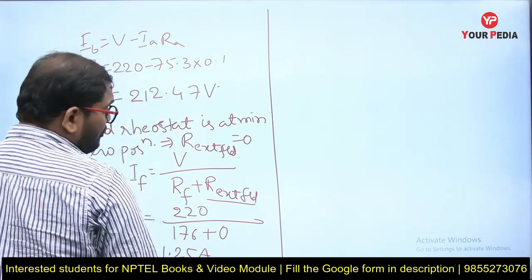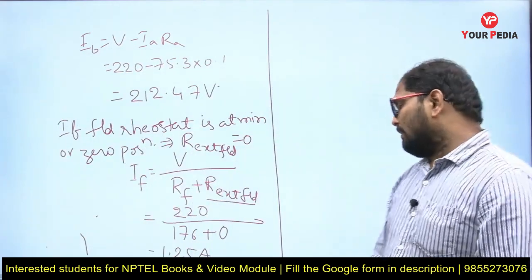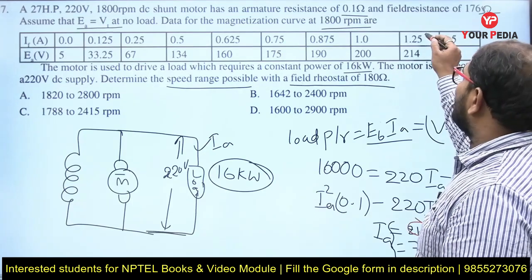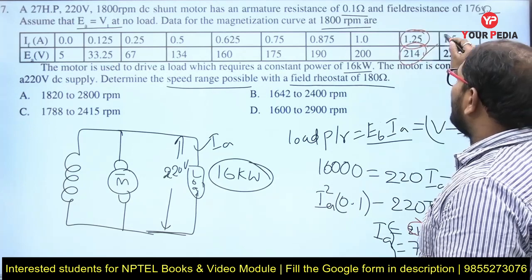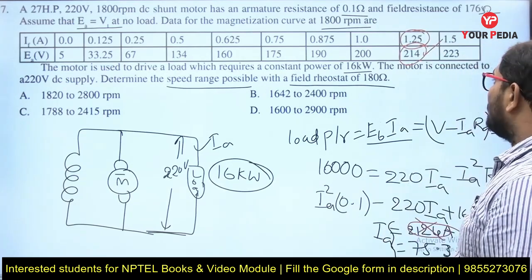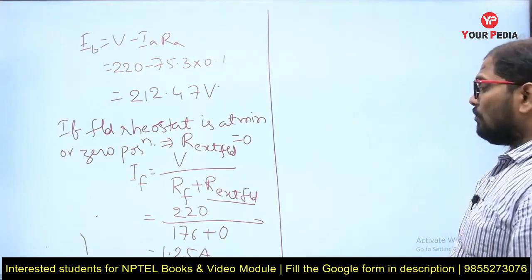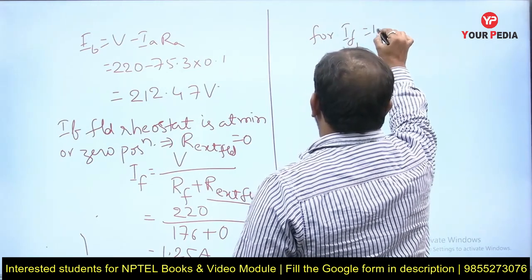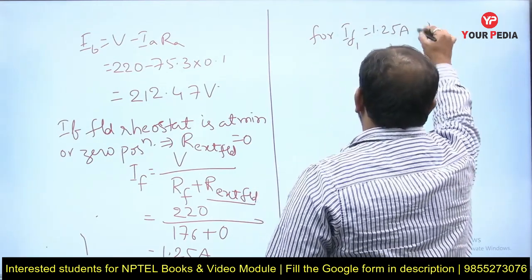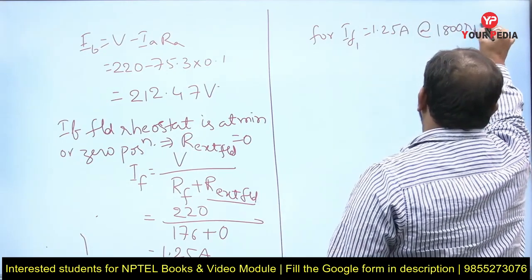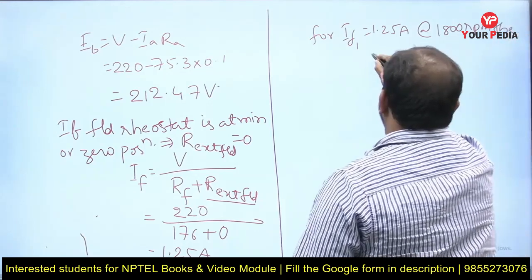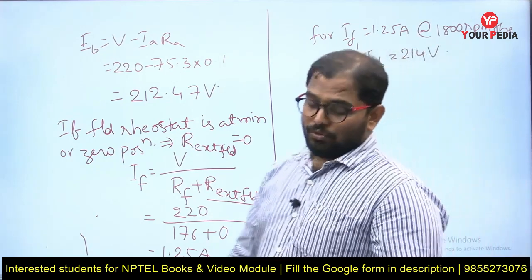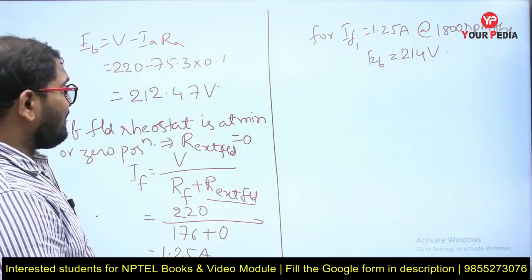So we get a field current of 1.25 amperes. If you observe the field magnetization curve, for 1.25 there is a voltage. For 1.25, the back EMF voltage is obtained as 214. So for field current IF1 equal to 1.25 amperes at 1800 rpm, the back EMF EB is equal to 214 volts. So now we got the voltage.